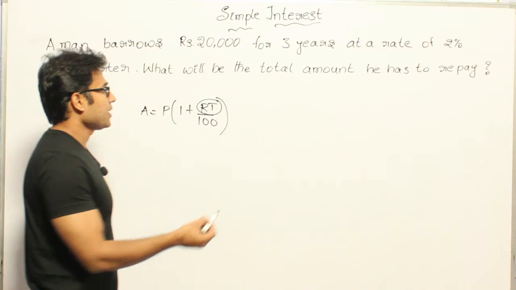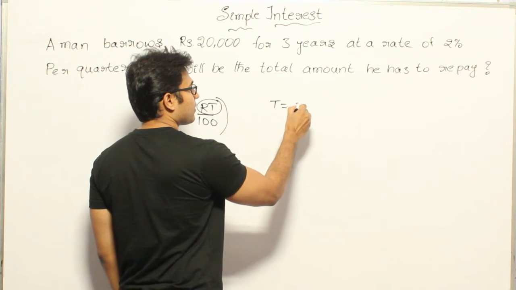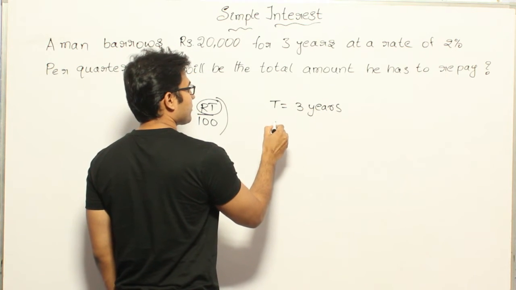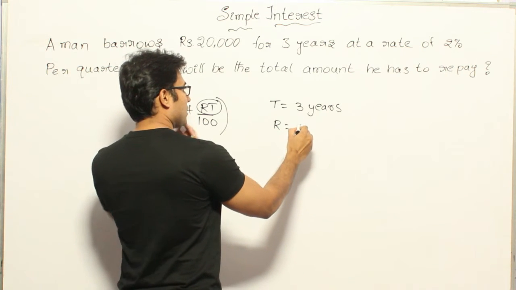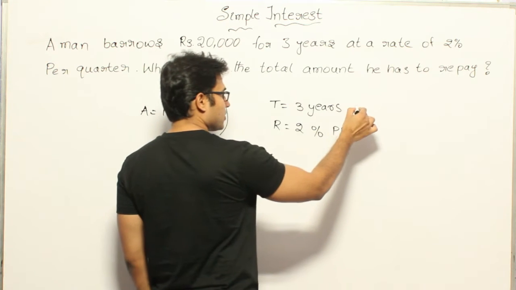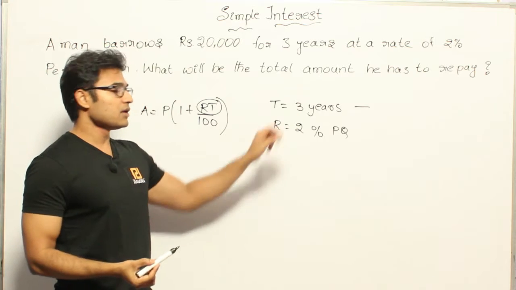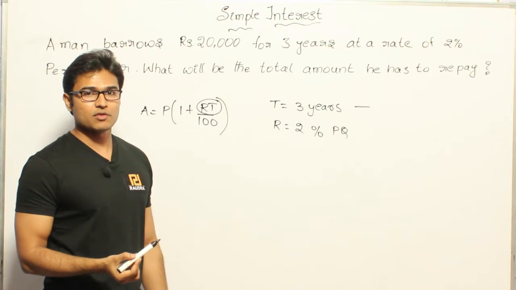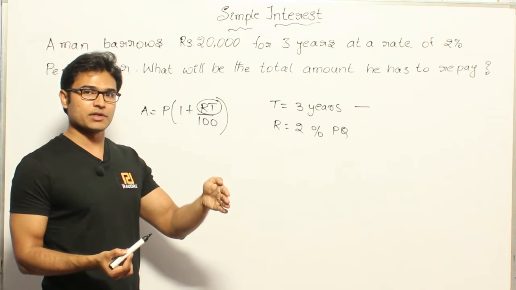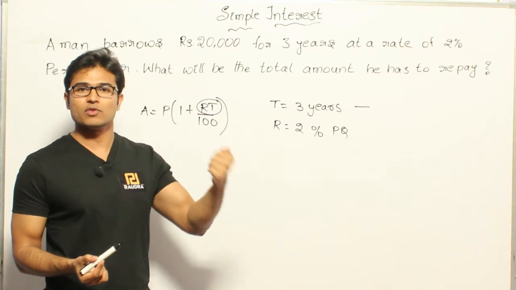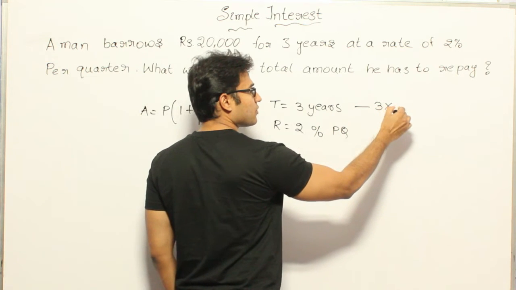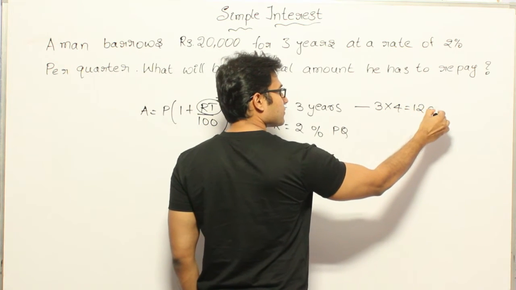Now if you observe, time is given as 3 years, and the rate is given as 2% per quarter. Now let's convert this one to quarters. In 1 year there will be 4 quarters. So 1 quarter is nothing but 1/4 of the year. That is why it is called quarter. Quarter means 1/4. Therefore 3 years can be written as 3 into 4, which is 12 quarters.